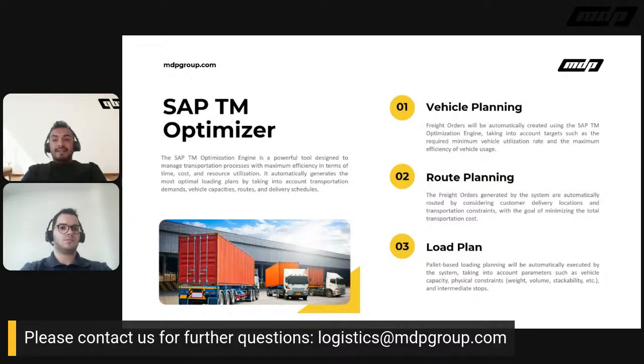And also load planning is another strong tool which can be automatically or manually triggered for the freight orders, and it aims to automate and optimize your loading processes. So this overall minimizes manual planning errors, enhances operational efficiency and leads to significant savings in logistics costs. So sustainable and intelligent logistics solutions are offered for SAP TM users.